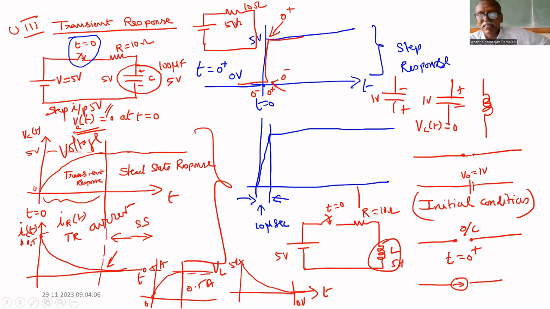What will happen? By imagination, we are analyzing. This is called qualitative analysis. So far we did qualitative analysis. We can do quantitative analysis. Before that, the initial condition of the capacitor, I already told you that it is a short circuit.